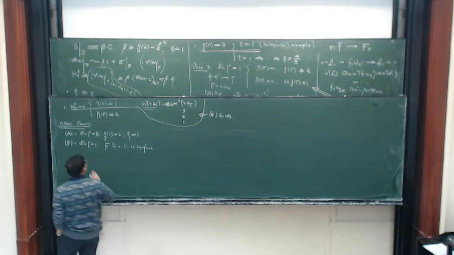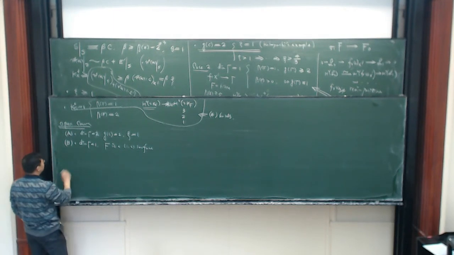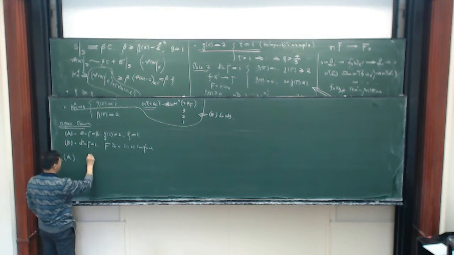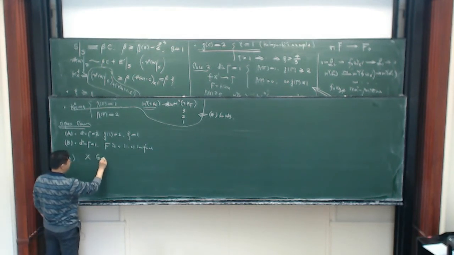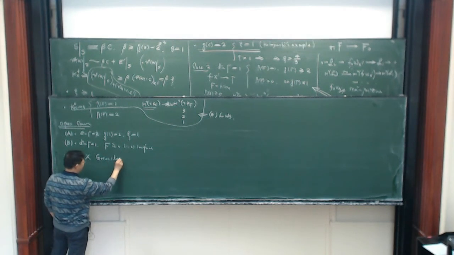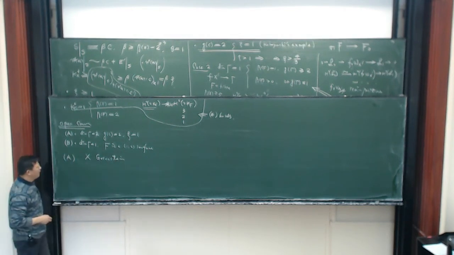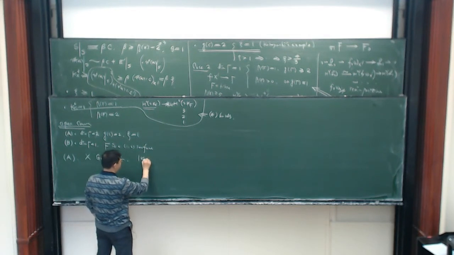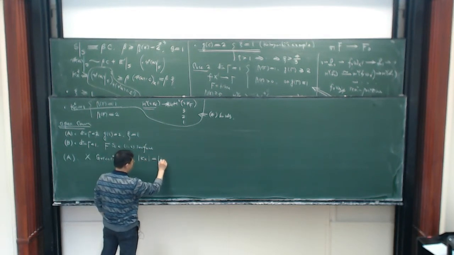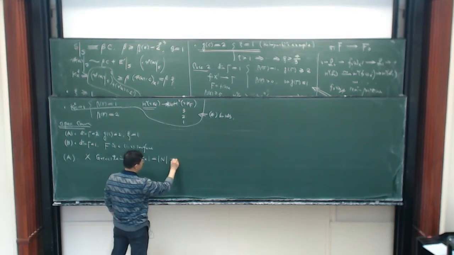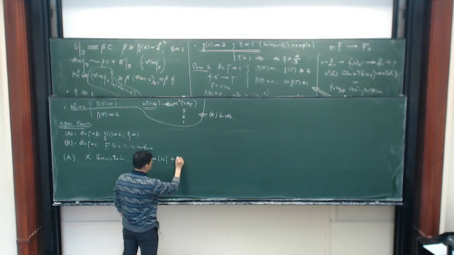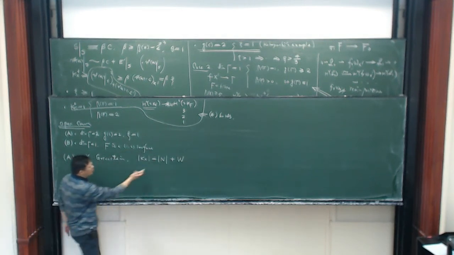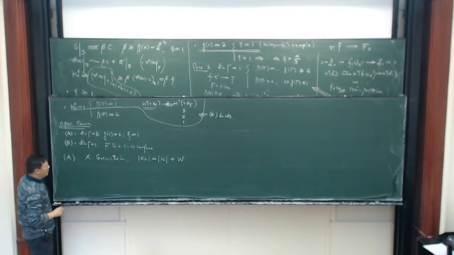Yeah. So how can we do this for case A? So far, we assume that X is Gorenstein. And we have a moving linear system, K_X, I abuse notation, say N plus W. So this is the moving part of K_X.